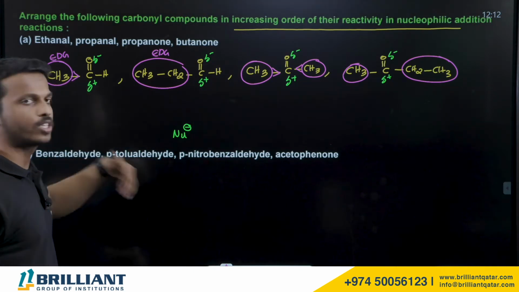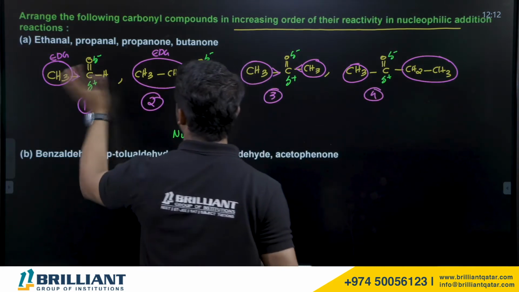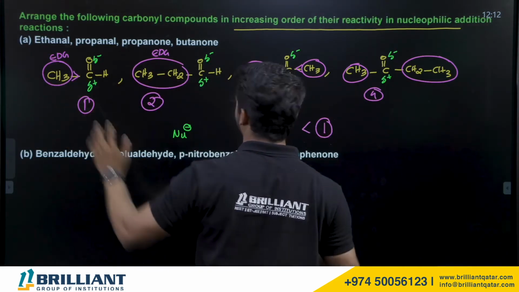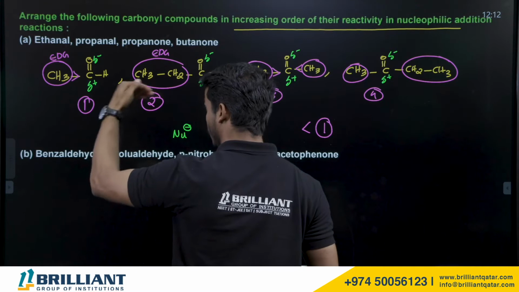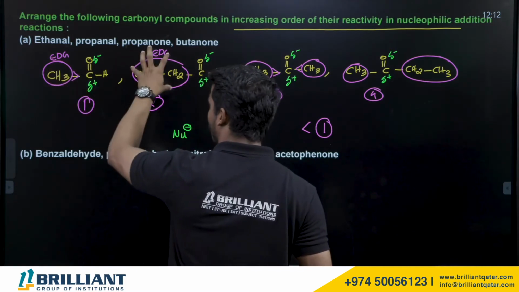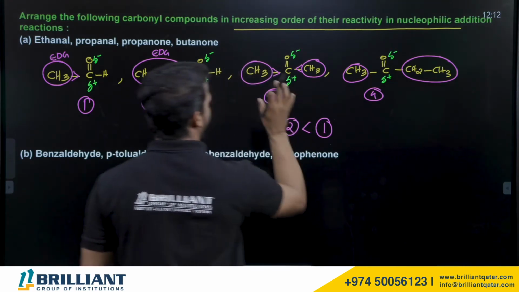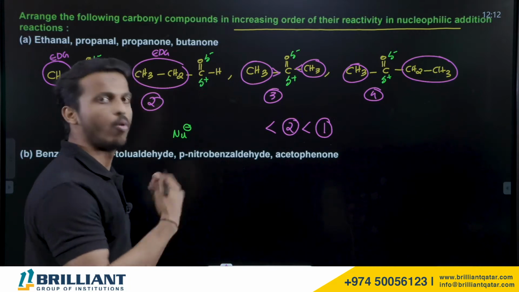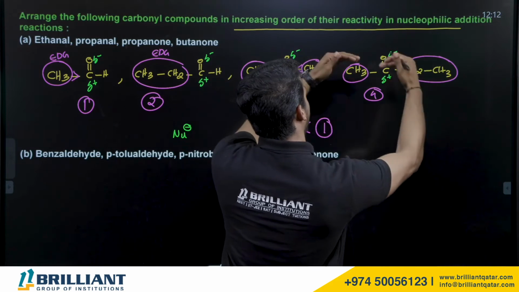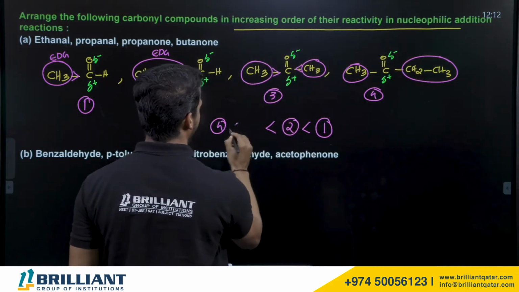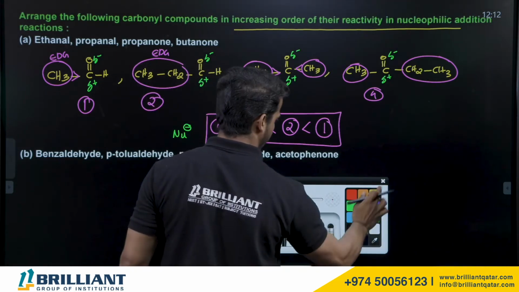Among these two aldehydes, which is more reactive? Let me take number 1, 2, 3, 4. Among these two aldehydes, which is more reactive? First one, dear student, because the first one contains a less donating group. This is the point: electron donating group will decrease the reactivity. This is a less donating group, that is a more donating group, so it has greater reactivity. Then 1, 2. Among 3 and 4, which is a little more reactive? This has 2 methyl groups, this has 1 methyl and an ethyl group. Here the effect is more, so very little reactivity. So fourth one, then third one. This is the reactivity order of nucleophilic addition for the aldehydes and ketones.